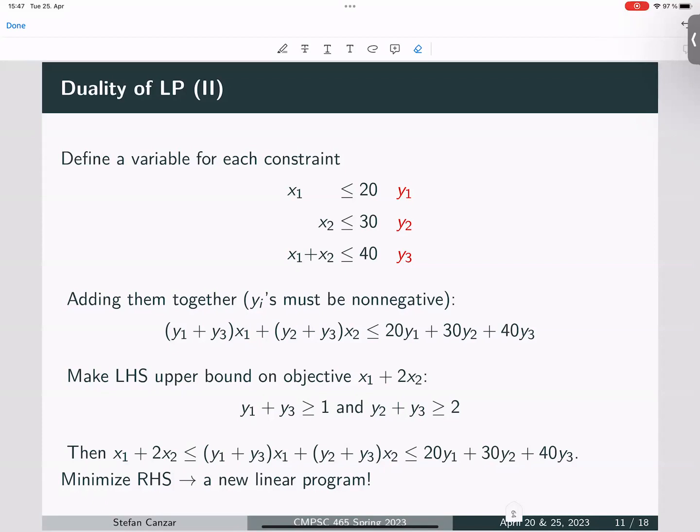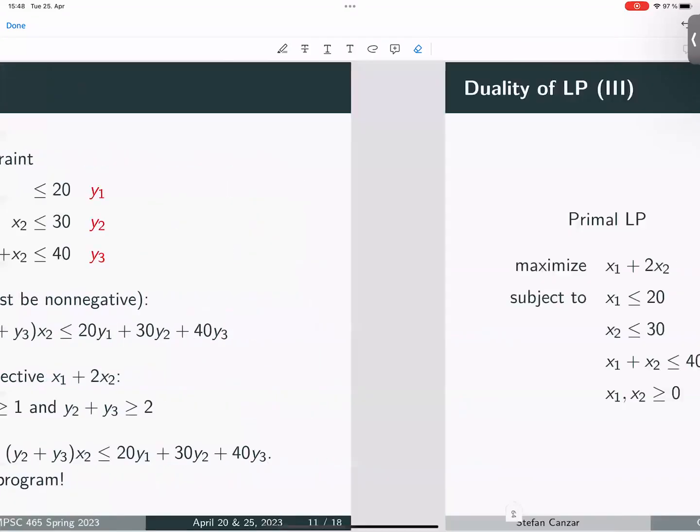And that's why I'm trying to find coefficients y1, y2, y3, such that this side here is as small as possible. In other words, I'm trying to minimize this function in y1, y2, and y3 under the constraints that y1 plus y3 is at least 1 and y2 plus y3 is at least 2. And this gives us a new linear program. So this is the surprising thing. Everything that we have said so far leads to one linear program in these variables y1, y2, y3, using these constraints and using this as an objective. I think I showed this on the next slide.